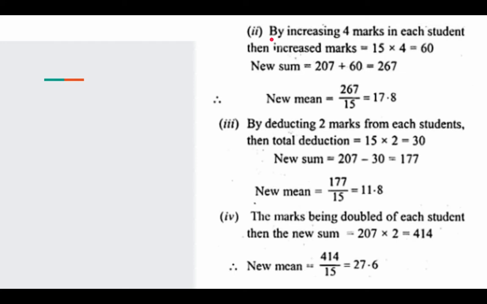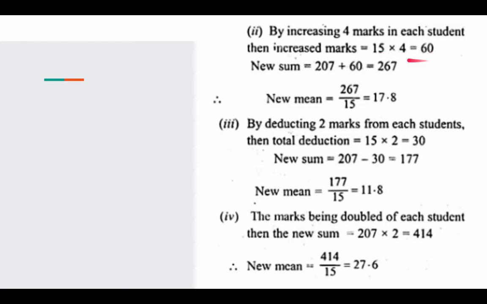See the line, read the line. By increasing 4 marks in each student, what is the increase in marks? Yes, 15 students were there. So 15 fours are 60. What was the sum initially in the first part? I have told you just now. Adding all, 207. So 207 plus the 60, because for one student the marks is increased by 4 and 15 such students are there. So the increase in marks will be 15 into 4.